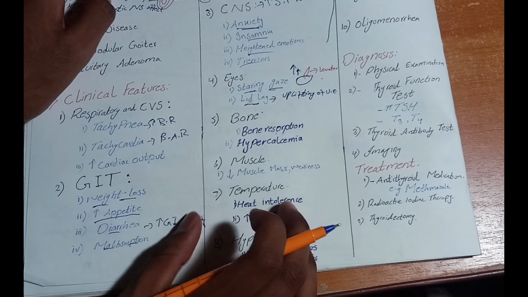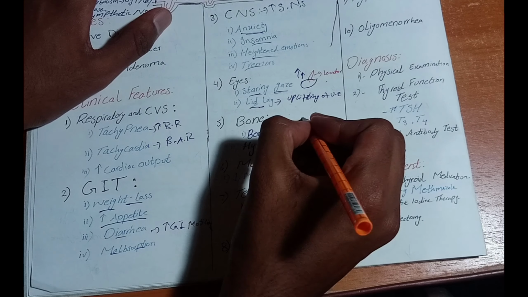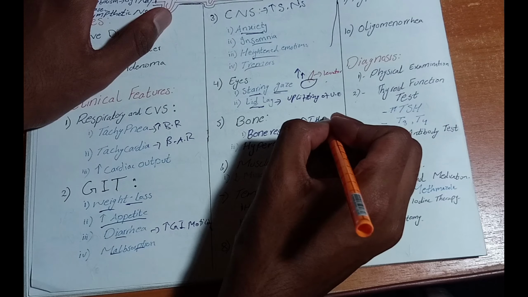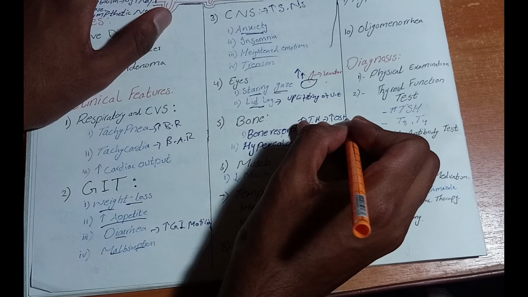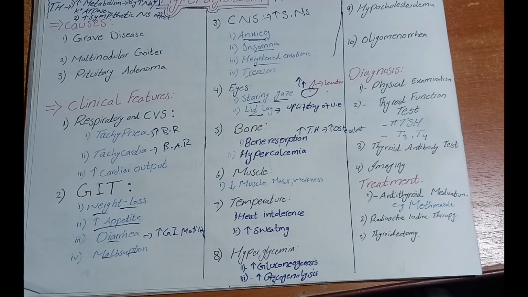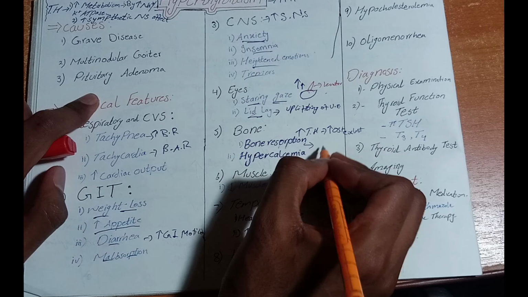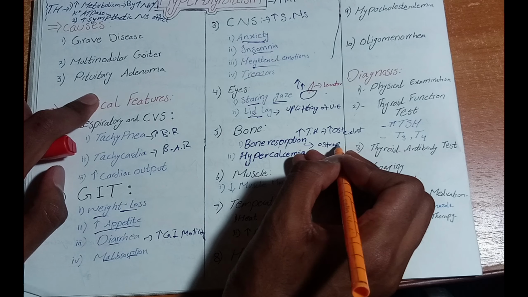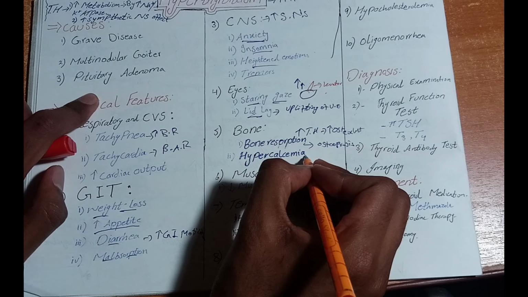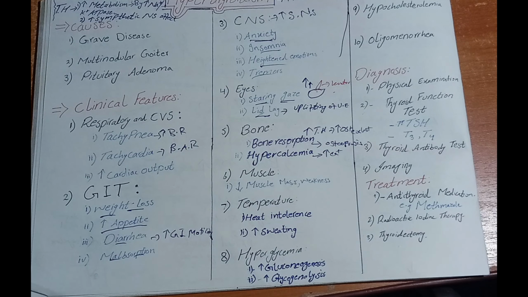Then next, come to the bone. What effect will occur on bone? Higher function of thyroid hormone leads to increased osteoclastic activity in the body. When osteoclast activity increases in the body, the bone resorption process increases. This leads to osteoporotic bones or osteoporosis in the patient, and it can also lead to hypercalcemia, because on bone resorption, a bunch of calcium is released from the bones.